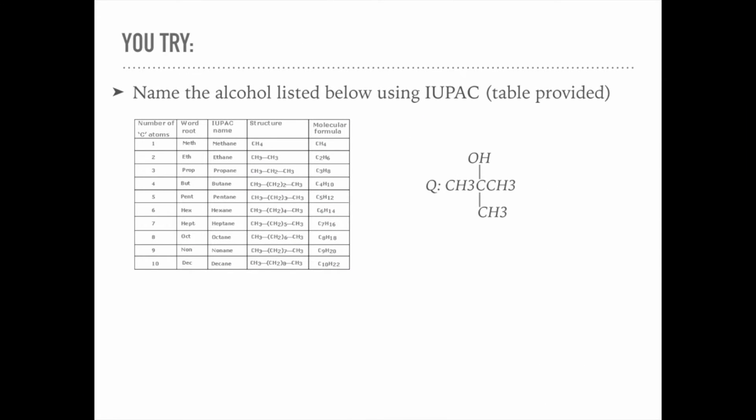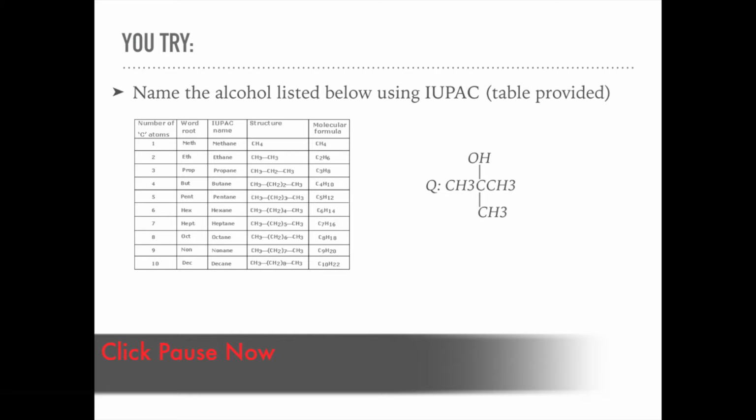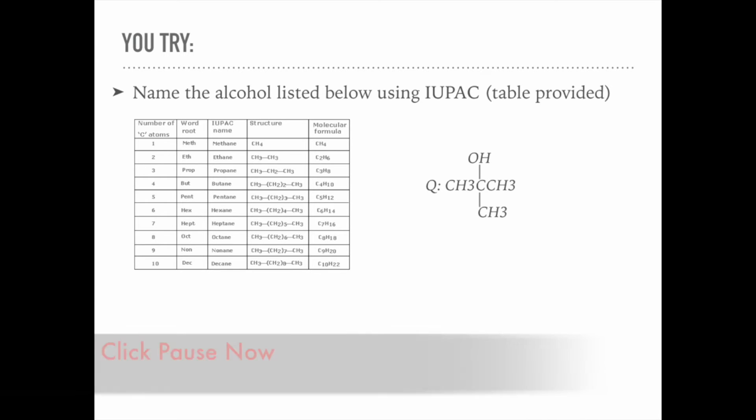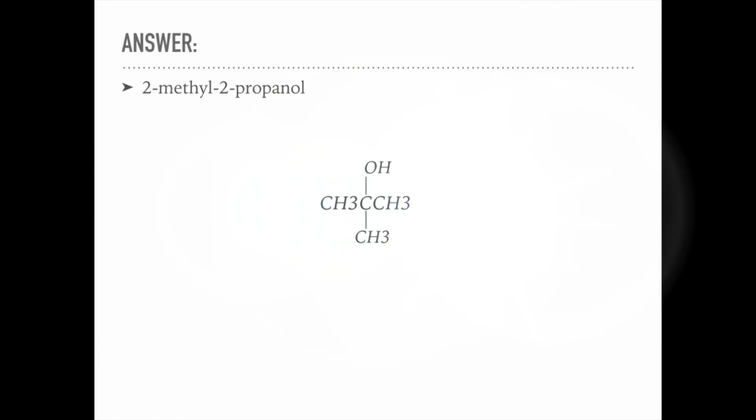Okay, now you try. Name the alcohol listed below using the IUPAC naming system. Click pause and work on the problem now. Here is your answer, 2-methyl-2-propanol. In the next video, I'm going to show you the step-by-step process for getting this answer.